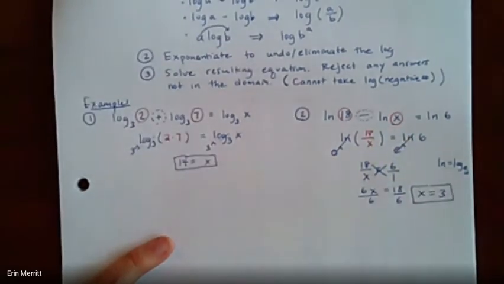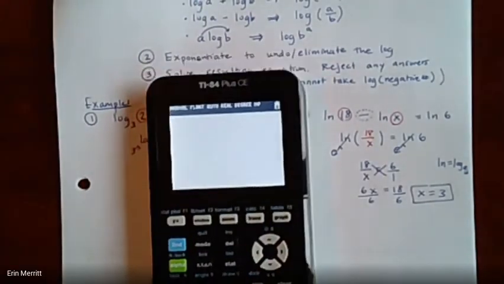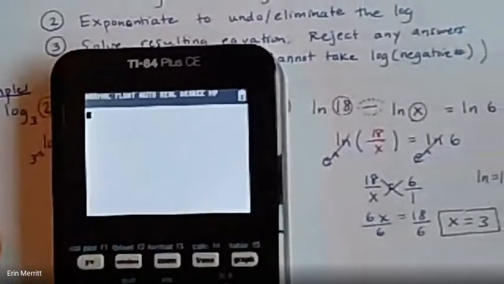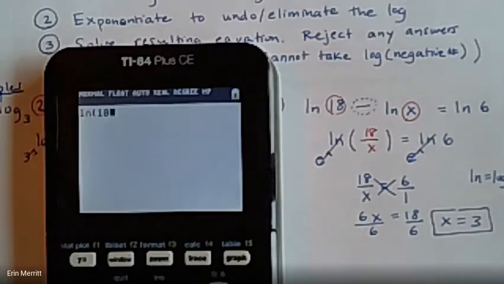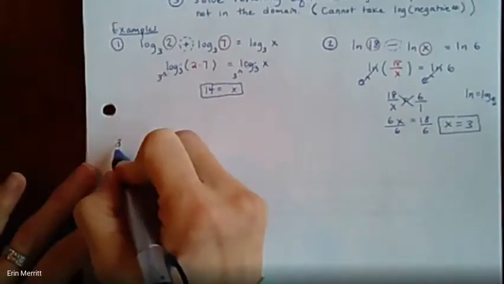And then just to show you what I mean by checking on the calculator, because you have an ln button, this is really fast to do. I'm going to zoom in just a smidge here. If I type in natural log of 18 and then close it up, minus natural log of 3, which we just figured out, that comes out to about 1.79. Is that the same as the natural log of 6? Look at us, we're geniuses.